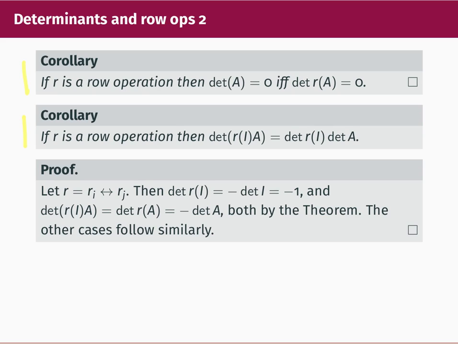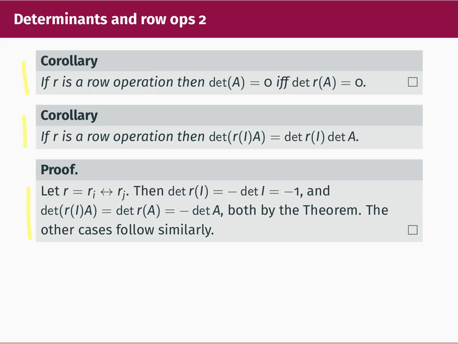Next, one of the results we're going to prove about determinants is that in general the determinant of A times B is equal to the determinant of A times the determinant of B. This next corollary is a stepping stone towards that result. It says that if R is a row operation, then the determinant of R of I times A is equal to the determinant of R of I times the determinant of A. So this is like that multiplicative property. In fact, it's a special case of that multiplicative property of determinants. And the special case is when the matrix on the left is an elementary matrix. Now again, this is really easy to prove because it reads straight off from the last theorem. There were absolutely no new ideas whatsoever.